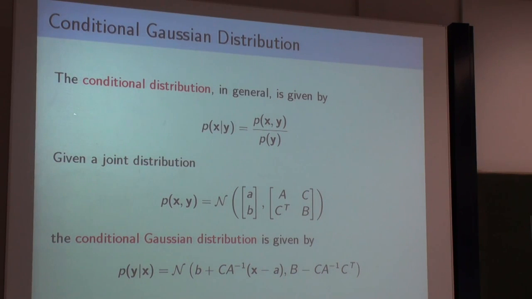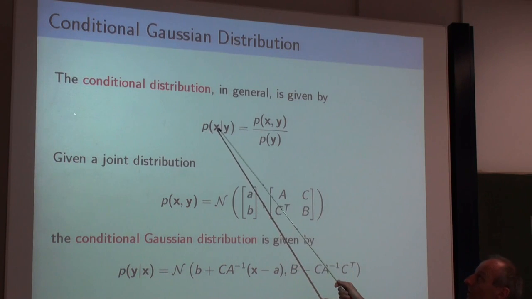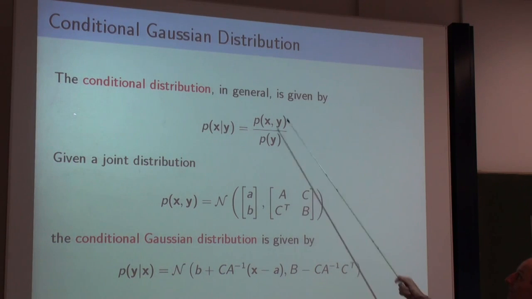Okay, now we will also need conditional distributions. We want to condition on some variables. This is the conditional distribution, P of x given y, and it's defined as P of x and y divided by P of y. Again, there is a nice and easy formula for normal distributions. If this is our normal distribution and we want to condition y on x, then it's this normal distribution with this expected value and this new covariance matrix.